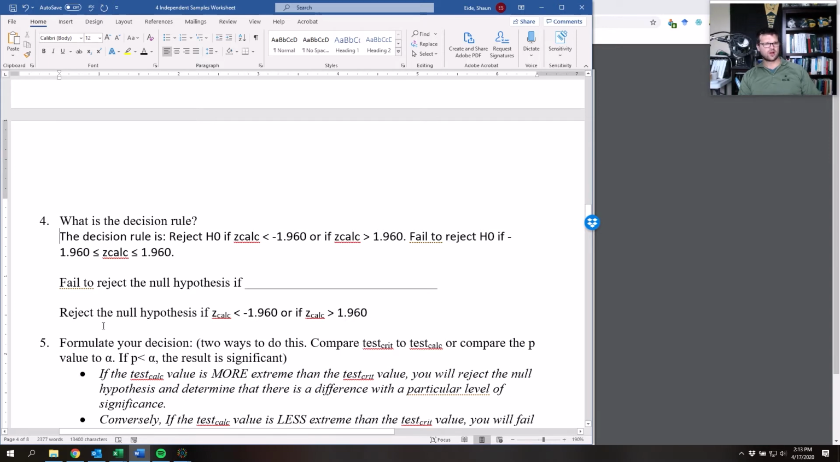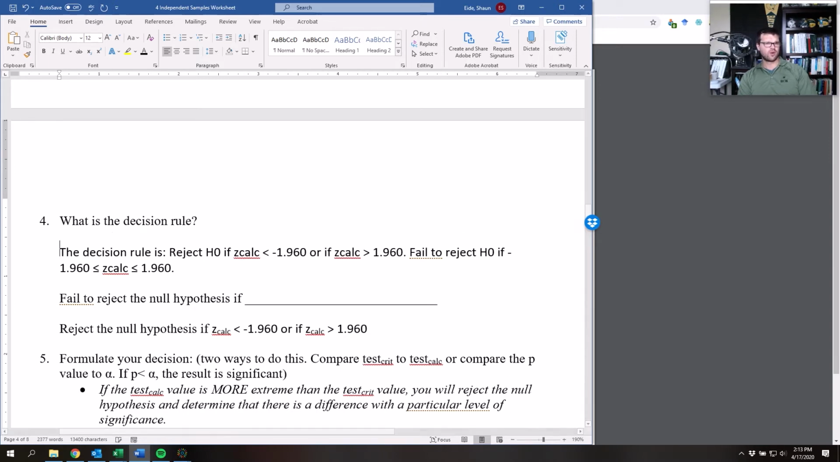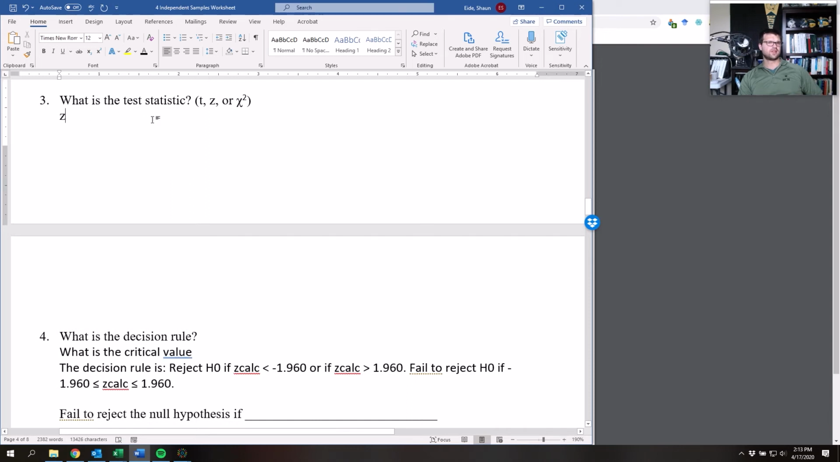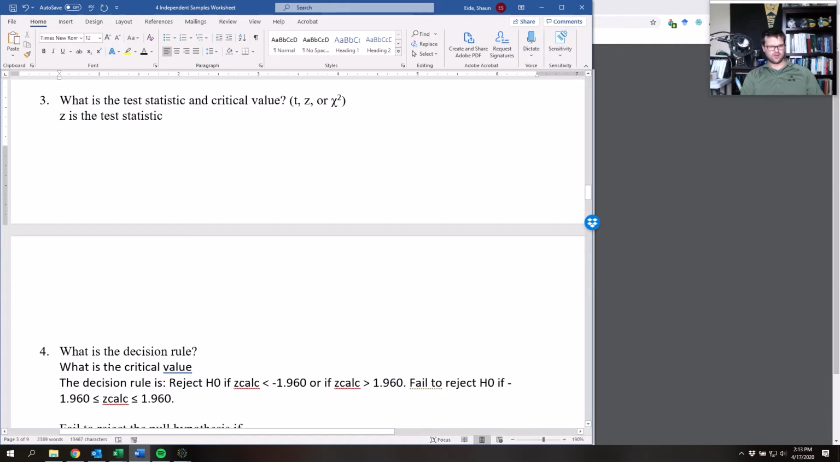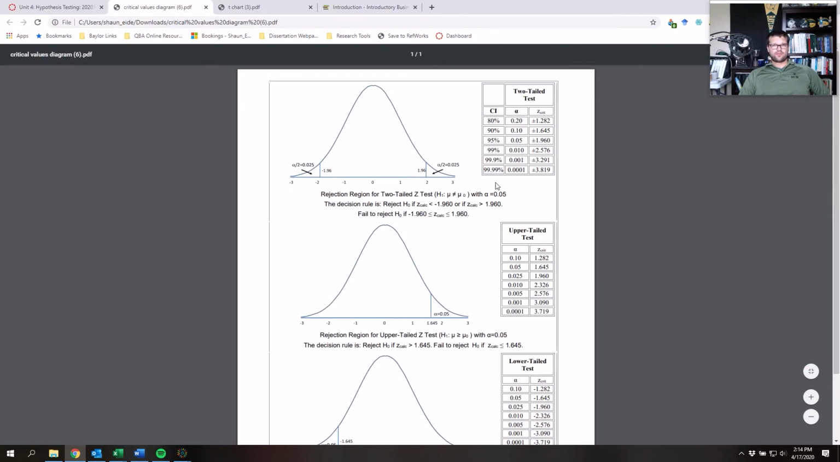Okay, what is the decision rule? What is the critical value? And I probably should have calculated it right here. What is the test statistic and critical value? So z is the test statistic, and the critical value is, let's go to the critical value, with a 5% chance of type 1 error, it's going to be plus or minus 1.96. So let's just copy that.